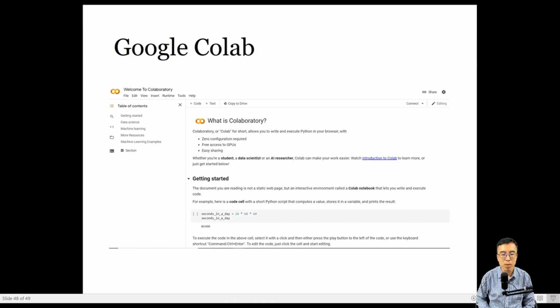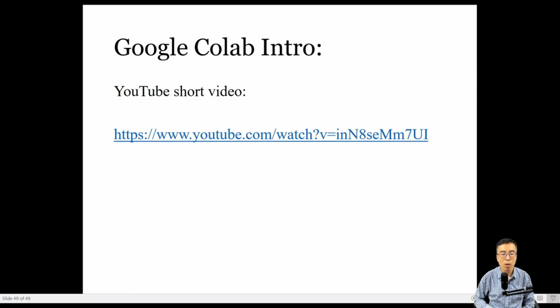which is essential to any deep learning algorithms, because deep learning algorithms use a lot of parallel computation, and the CPU is way too slow to run those computations. So therefore, we are going to use Google Colab for all later lab sessions for machine learning and deep learning. If you want to learn more about Google Colab, you are more than welcome to take a look at the YouTube short video here.